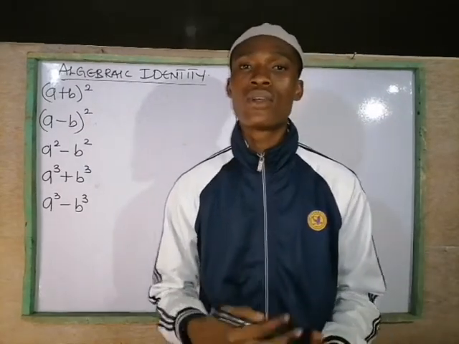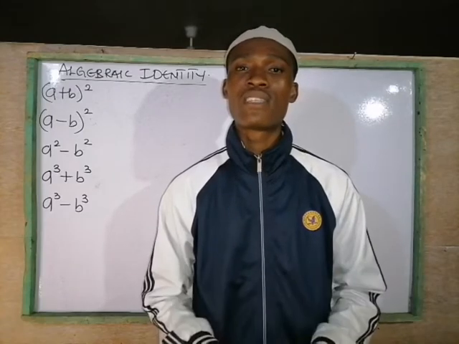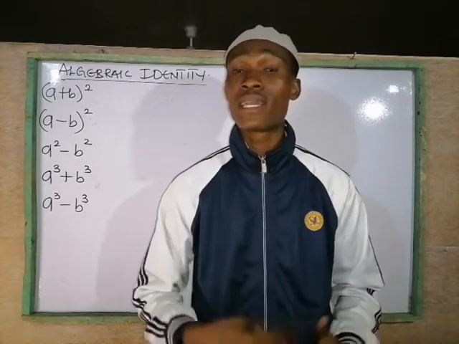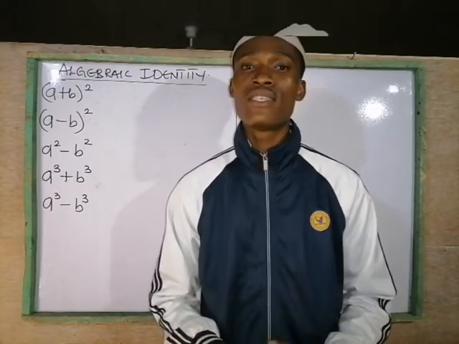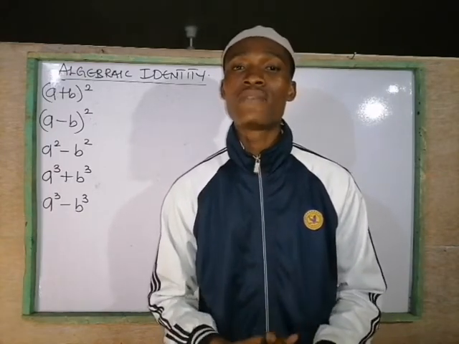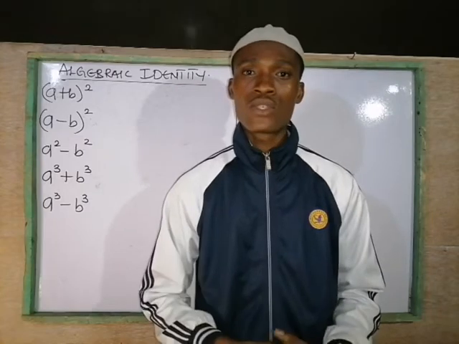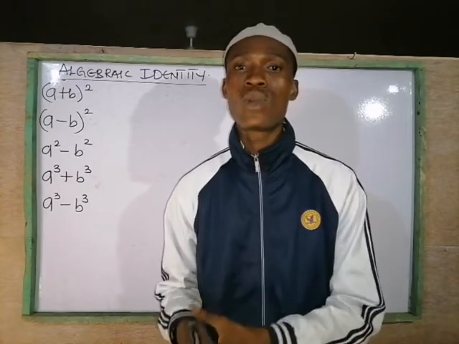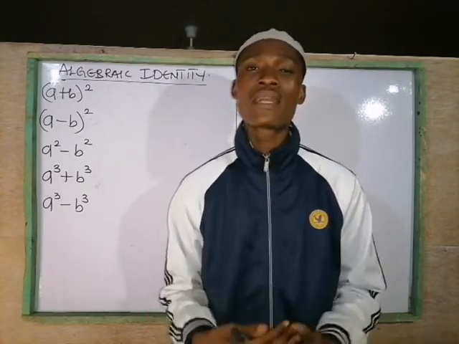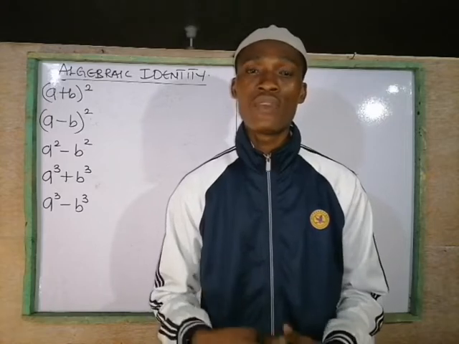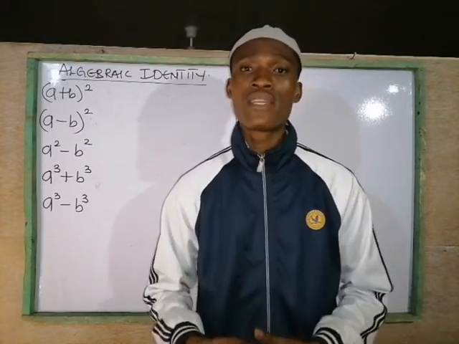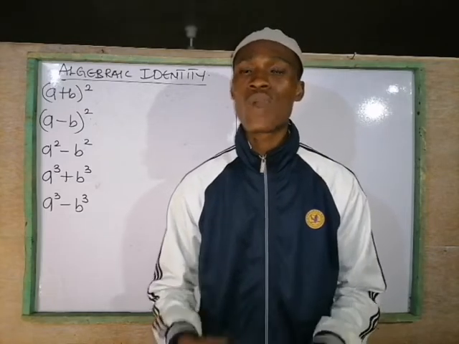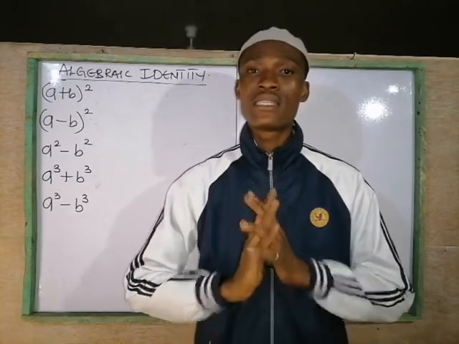In mathematics, algebra is an aspect of mathematics that deals with numbers and letters. Identity is just like our national identification number, NIN. Your identity is what stands for you. Our bank verification number, BVN, is a number that stands for us. Our phone number is also a number that stands for us. So identity is just the same way.